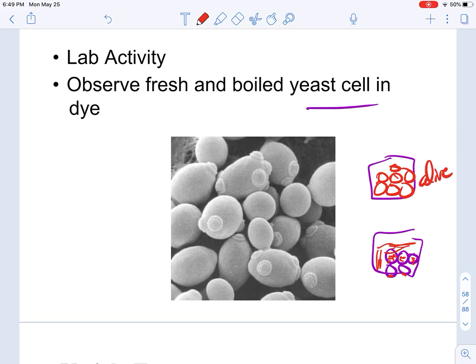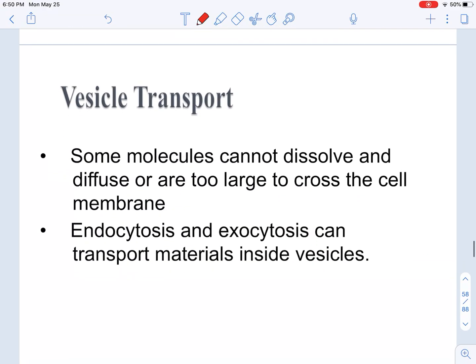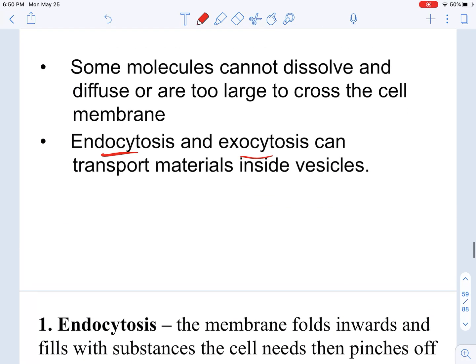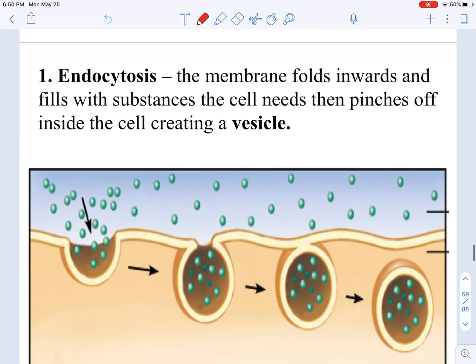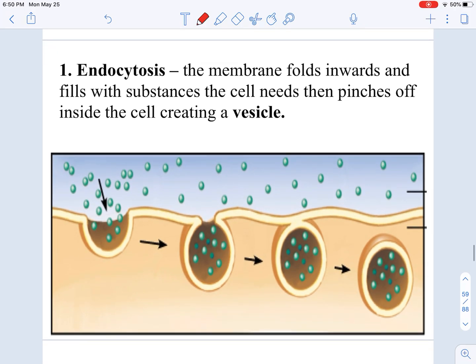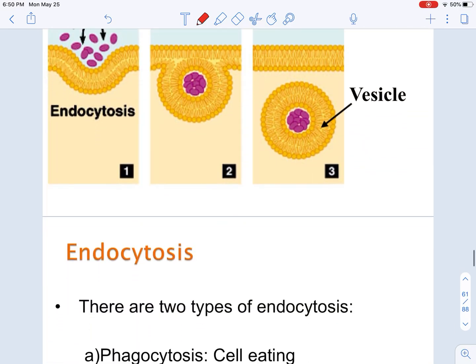But the cells that are alive can actually pump that red out, and that would be done by active transport, and you end up seeing them under the microscope as clear living cells because they actively transported out the dye. Okay, the last two things, endocytosis and exocytosis, are processes used to get large molecules in and out of the cell membrane by basically making a vesicle and folding in. So endocytosis is when your membrane folds in and forms a vacuole or vesicle by sucking something in.